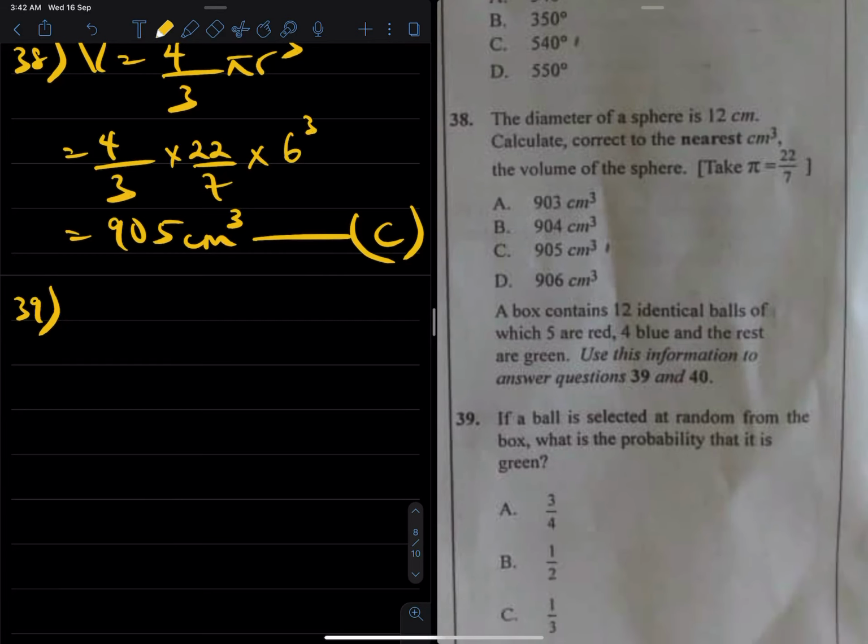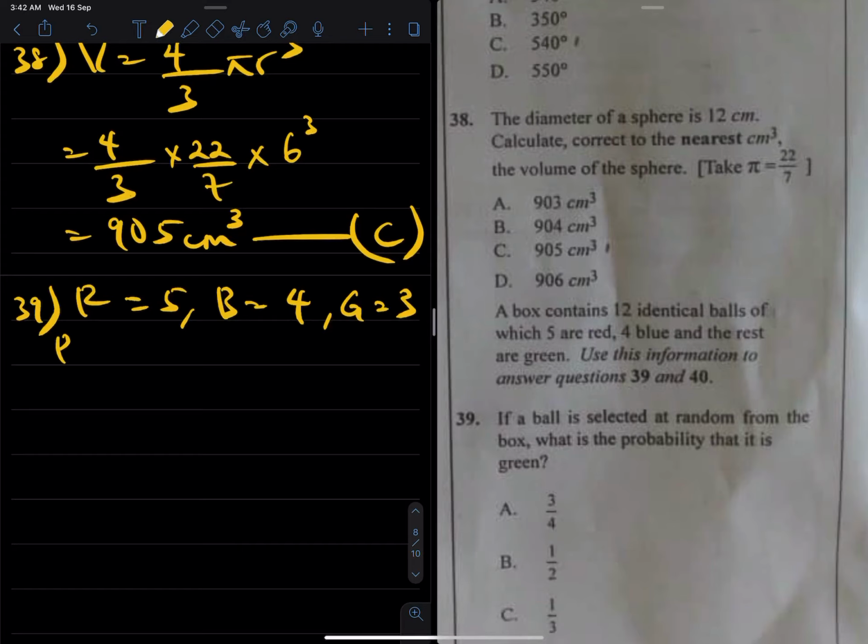which says, a box contains 12 identical balls, of which 5 are red, 4 blue, and the rest are green. Use this information to answer questions 39 and 40. If a ball is selected at random from the box, what is the probability that it is green? Probability that the ball is green. Red is 5, blue is 4, and that means green is 3, since there are 12 balls altogether.